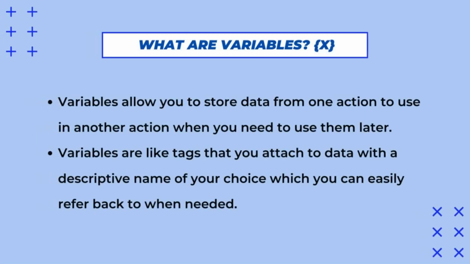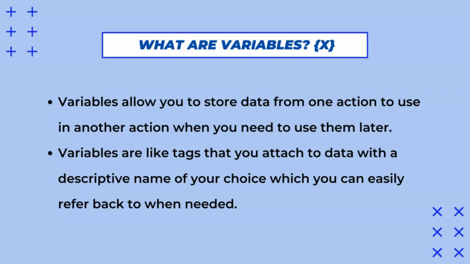So what are variables? In short, variables allow you to store information or data from one action and then to use it in another action when you need to. Variables are like labels that you attach to your data with a descriptive name of your choice, which you can easily refer back to when needed.